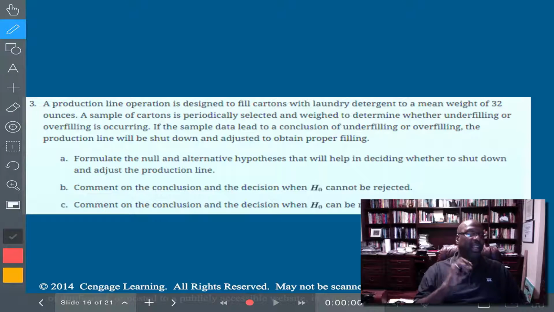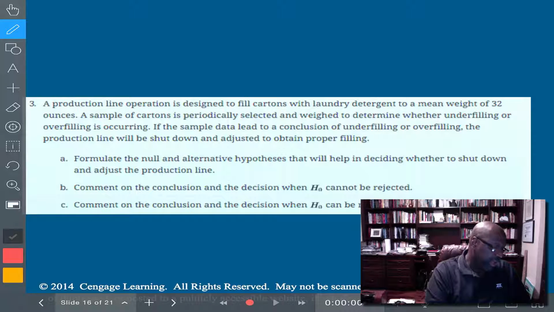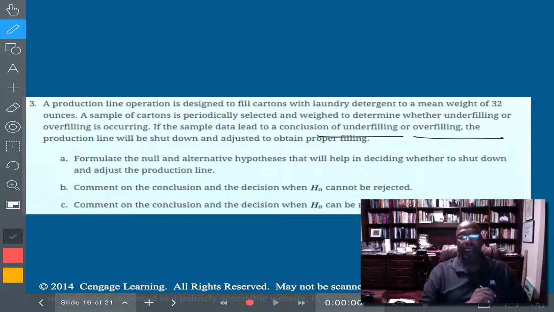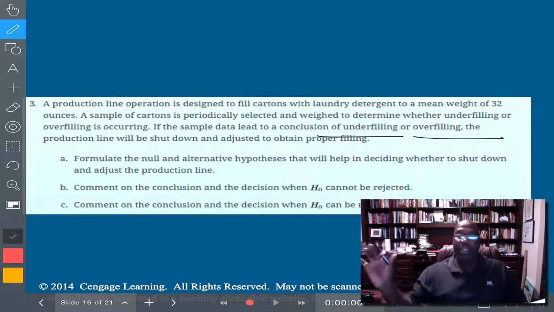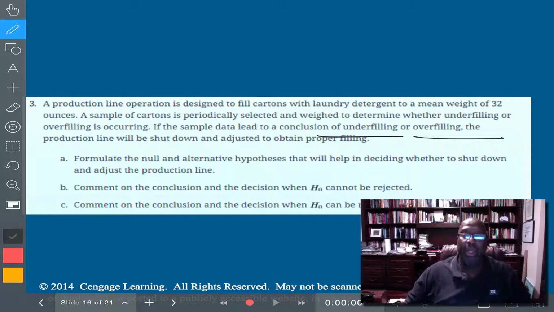Notice that it said if the sample data will provide evidence of underfilling or overfilling. So that means either one of them is bad. You're looking for evidence that is under or over the mean weight of 32. Formulate an alternate hypothesis that will help to decide whether or not to shut down the production line. Okay? So let's do this.